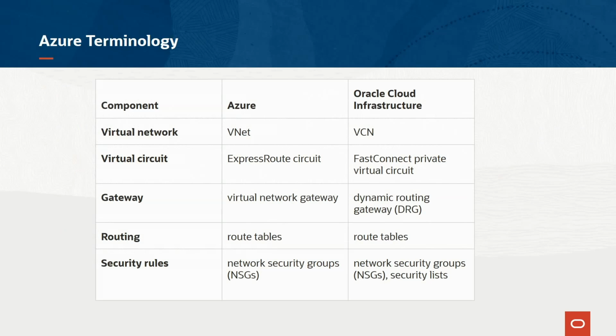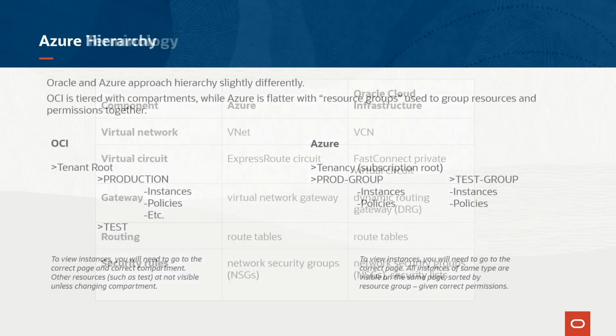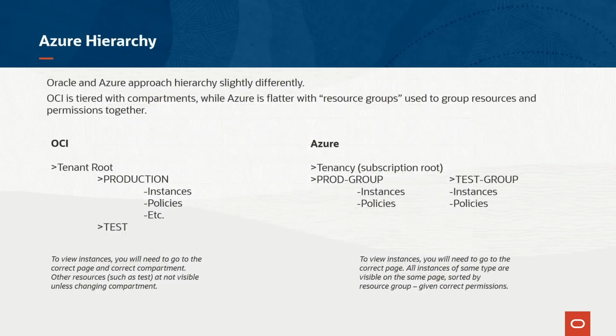So let's start at looking at some of the terminology in Azure. So in Azure we have VNets, we have Express Route, where the OCI equivalent is Fast Connect. We have Virtual Network Gateway, which is not quite the same as a DRG, but is at least used to open up a VNet to talk to other things. We have route tables, of course, and then we have network security groups, but we don't have things like OCI security lists. We only have network security groups in Azure. It's useful to understand this when we talk about ODSA and what type of resources in Azure it's using.